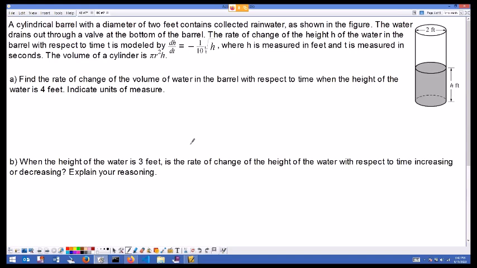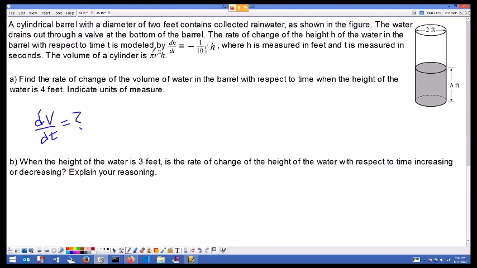So we've got a cylindrical barrel filled with rainwater, or it's collecting rainwater, and we know that the rate of change of the height is dh dt, which is negative 1/10 root h. And h is measured in feet and t is measured in seconds, and we know the volume of a cylinder. So we want to find the rate of change of the volume of the water. So we're looking for what is dv dt.